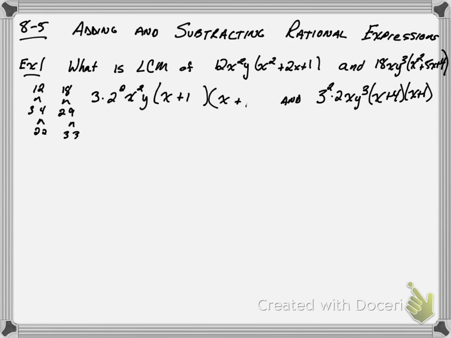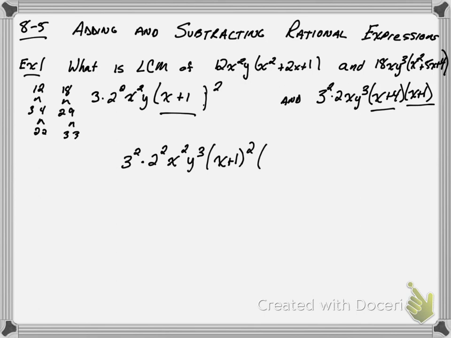Now you're looking to see what's common. The easiest way to do x plus 1 times x plus 1 is really to write x plus 1 squared. Okay, so we're looking for the least common multiple. So we have 1 3 and 2 3s there, and you always take the highest power, so 2 3s. 2 2s and 1 2, I'm going to take 2 2s. X squared is the highest variable. Y cubed is the highest variable. Okay, x plus 1, that is common for both of them, so I'm going to take the bigger one, so x plus 1 squared, and then x plus 4.